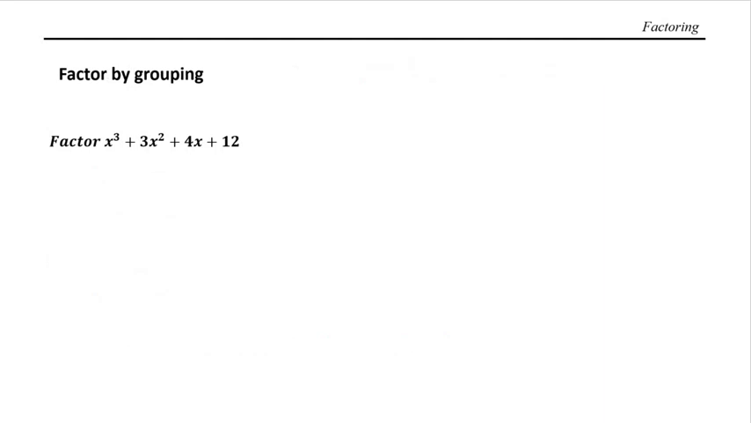Now we're going to talk about factoring by grouping. So with this, you want to look for problems that have 4 terms. And in this case, we do. So you're going to group the first two and the last two together. And now you're going to factor those two sets individually. So if we factor x squared out of x cubed plus 3x squared, we would have x squared times x plus 3.